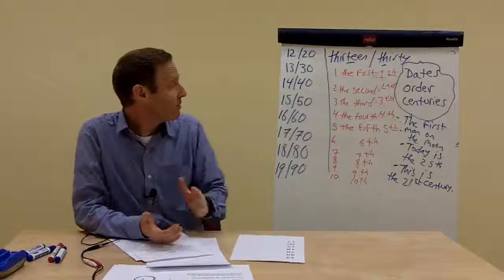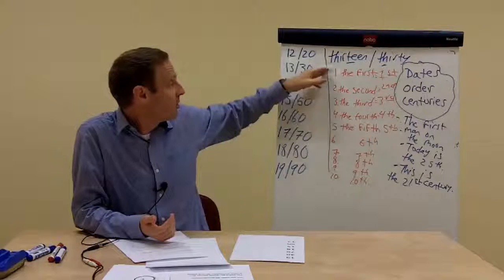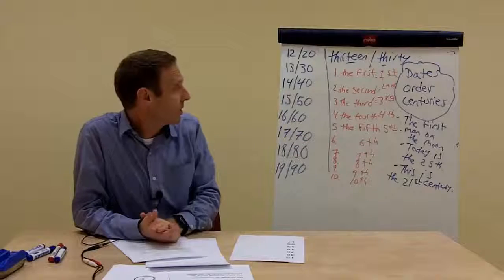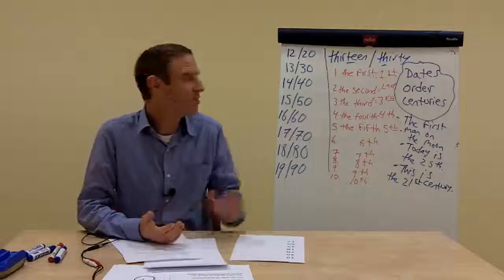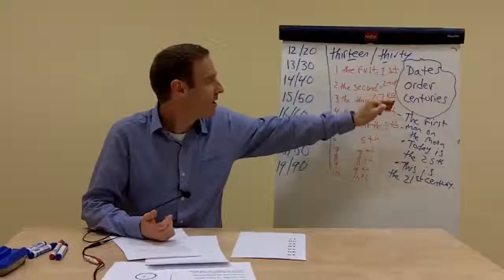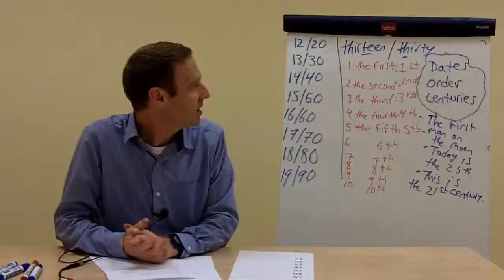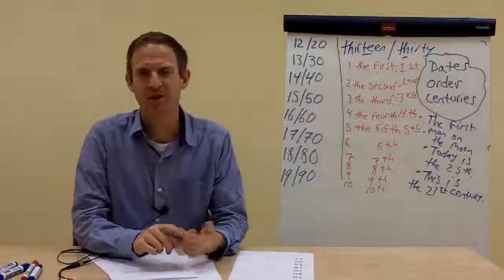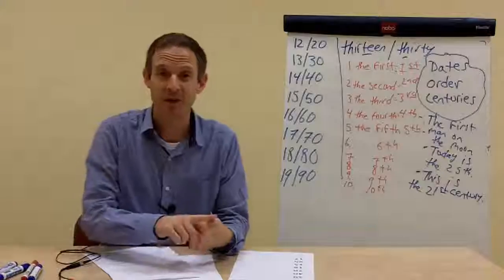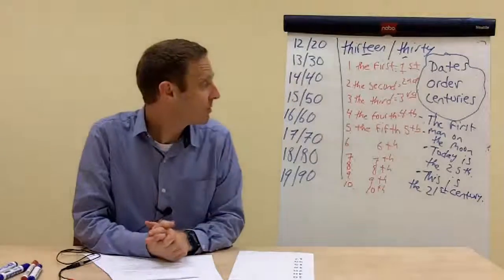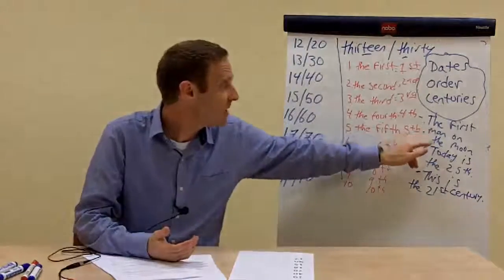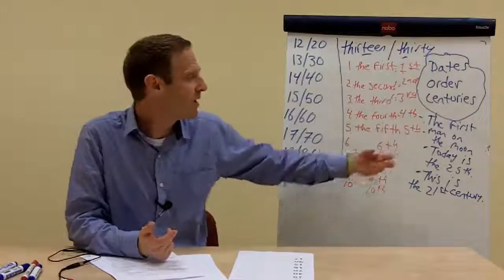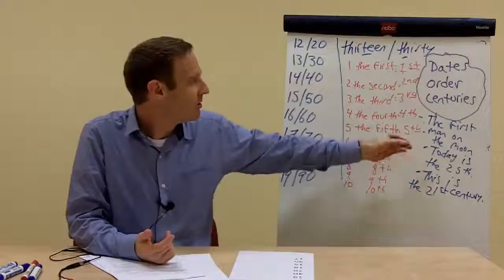Now, we have the numbers, standard numbers. We have 1, 2, 3, 4, 5, 6, 7, 8, 9, 10. Okay, but we also use different numbers for dates and order and for centuries. Okay, and to talk about order, we would say like the first person, the second person, the first thing, the second thing. So, for example, I have here the first man on the moon. So we don't say the one man on the moon, but we say the first man on the moon.